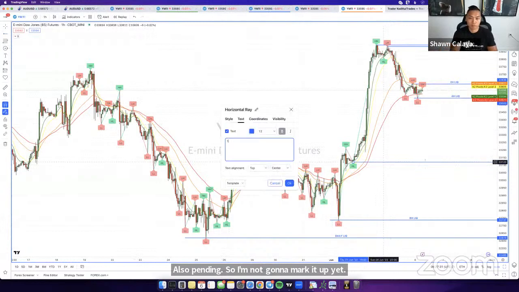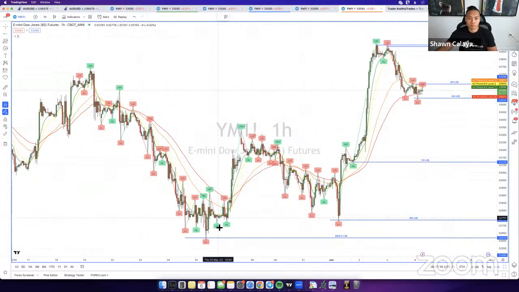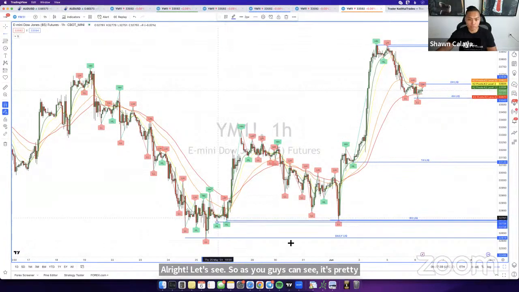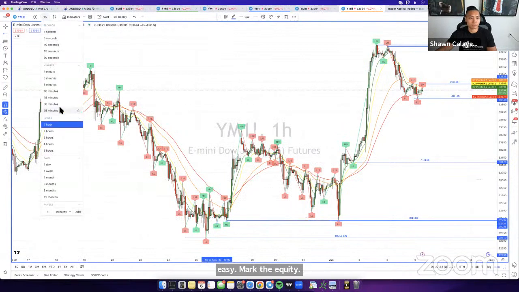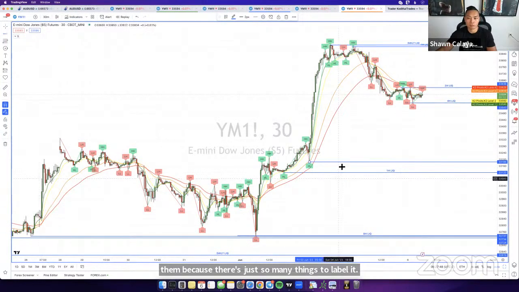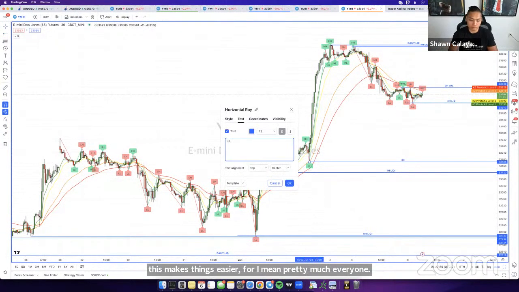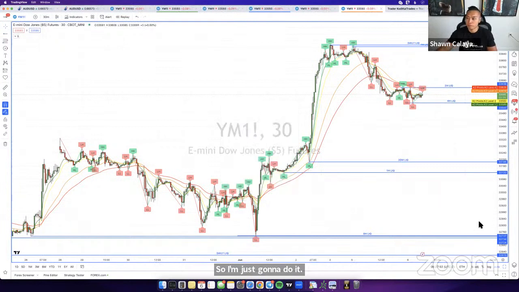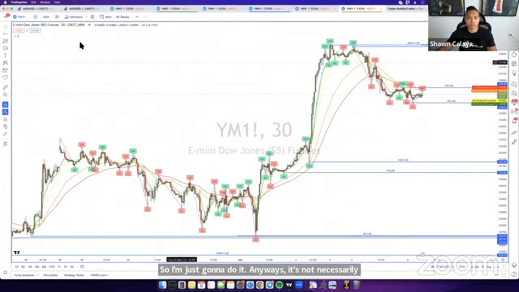All right, let's see. As you guys can see, it's pretty easy to mark liquidity. It just gets a little difficult when I start to label them because there's just so many things to label. But this makes things easier for pretty much everyone, so I'm just going to do it anyways. It's not really necessary, but it's good to know what levels of liquidity may be stronger than others, of course.